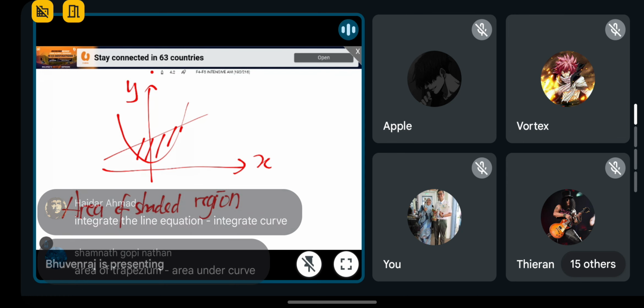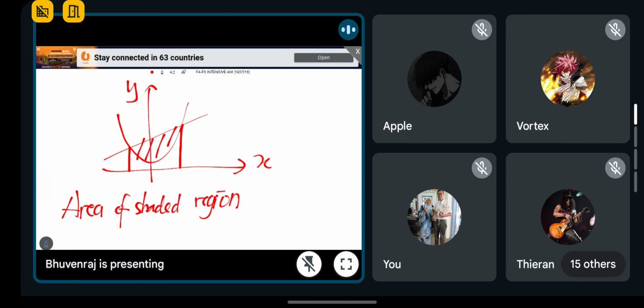Very good. Area of trapezium minus area under curve. You have to draw a line like this, guys. Okay, area of trapezium, tolak the area under the curve. Okay, yeah, correct. Integrate the line equation minus integrate the curve.